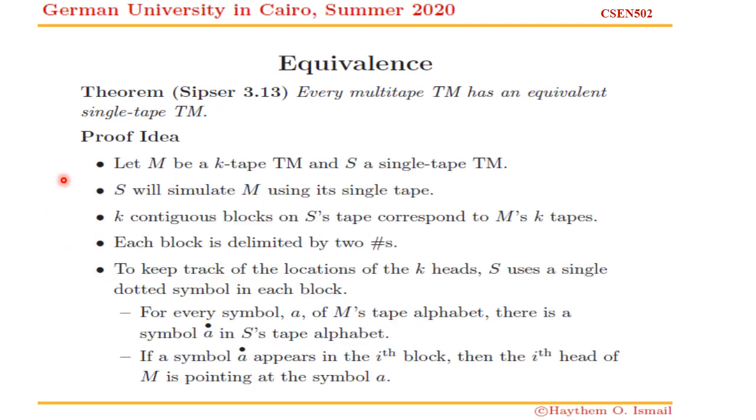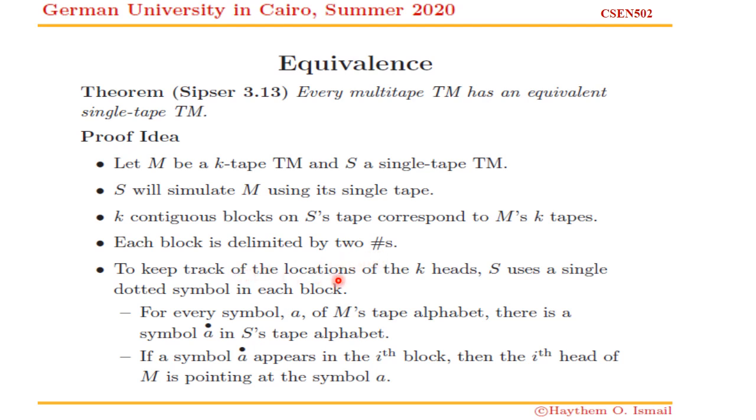Alright. So let M be a K-tape Turing machine and S a single-tape Turing machine. S will simulate M using its single tape, as we described. K contiguous blocks on S's tape will correspond to M's K tapes, and each block, as we saw, is delimited by 2 hashes.